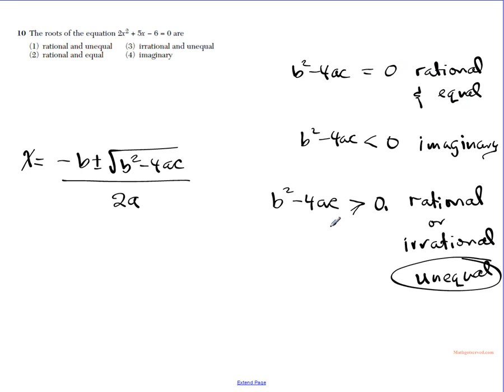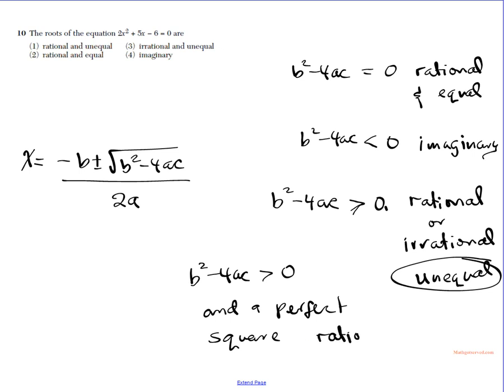Okay? So the question is, when is it rational? When is it irrational? If this is a perfect square, it's going to be rational. If it's not a perfect square, then it's going to be irrational. So basically, b squared minus 4ac is greater than 0 and a perfect square, like 9 and all that cool stuff. Then you have two rational. You know what rational is, right? Like it can be expressed as a fraction, no square roots and stuff. So if this were bigger than 0 and a perfect square, then it's going to be rational and unequal.